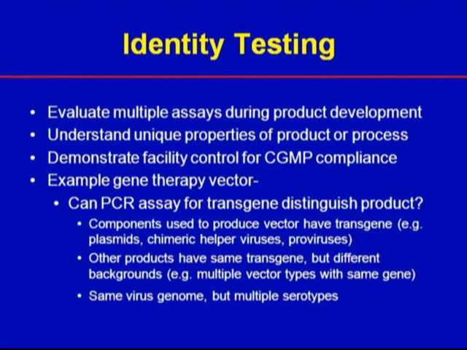Let's consider an identity assay for a gene therapy viral vector that's produced in a facility that manufactures multiple gene therapy vectors. A manufacturer wants to use a simple PCR assay directed to the transgene for identity. However, consider the following potential problems. 1. The components used to produce the vector may also have the transgene, for example, the plasmids, chimeric helper viruses, or indicated proviruses. 2. Other products may have the same transgene but be on different backbones. For example, a facility makes an adenovirus and a herpes virus. And 3. Products may have the same genome, express the same transgene, but have multiple serotypes.